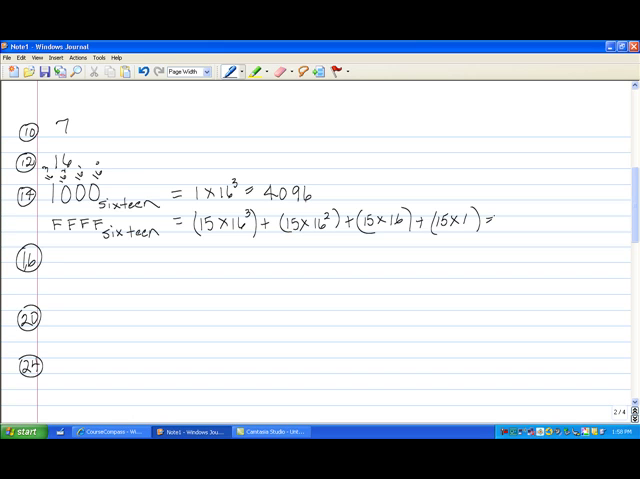Alright, I'm using a calculator to do this. 15 times 16 raised to the 3rd plus 15 times 16 squared plus 15 times 16 plus 15. I got 65,535. Okay, so our smallest 4-digit number in base 16 is 4,096. And our largest one is 65,535.